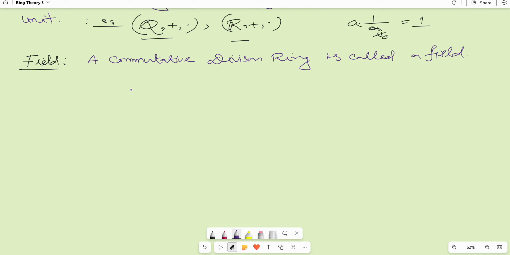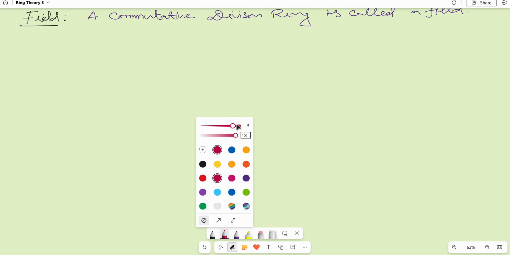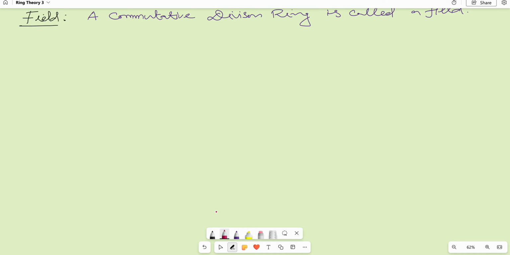Today we'll start with the ring of integers. Ring of integers means we'll talk about Z with plus and dot. What are the properties of this ring? We'll discuss those kinds of things.